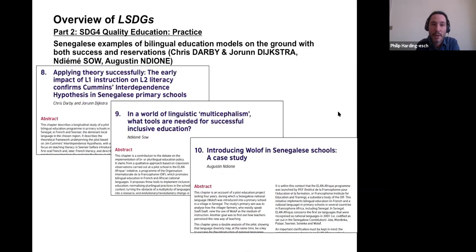The next part of the book covers some of those mother tongue issues. These are 3 chapters from research taking place in Senegal, where the language of instruction is normally French. But these 3 chapters look at bilingual models which have been implemented in Senegal, in which the languages of instruction are a local language in addition to French. French, of course, being a foreign language for most pupils.